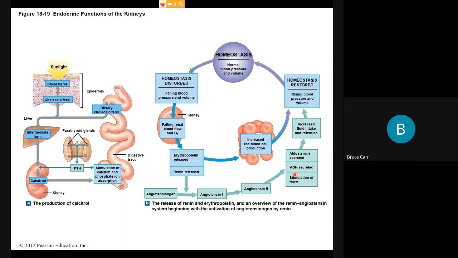But the stimulation of thirst and the addition of water causes an actual increase in blood volume. That can happen pretty quickly. Both of these contribute to rising blood pressure and volume, but we're not done yet.